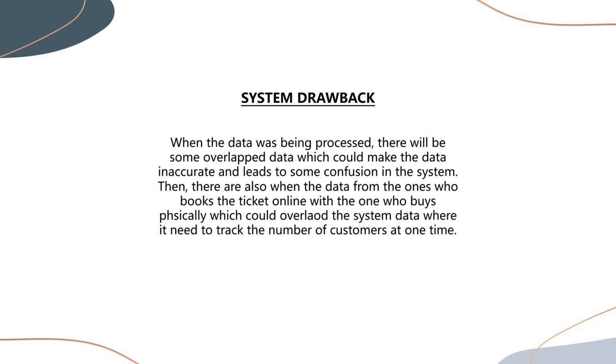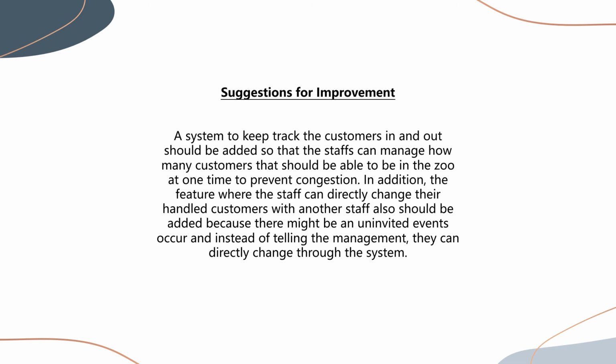Next is system drawback. When the data is being processed, there will be some overlapping data which could make the data inaccurate and lead to some confusion in the system. Then there is also the data from those who book the ticket online and those who buy physically, which could overload the system data, where it needs to track the number of customers at one time.